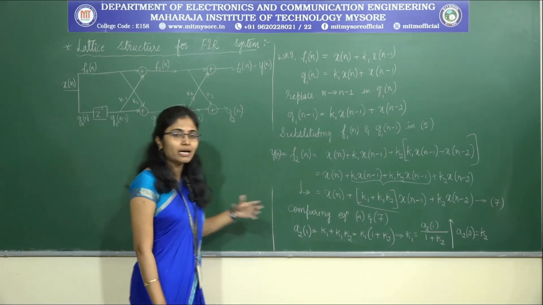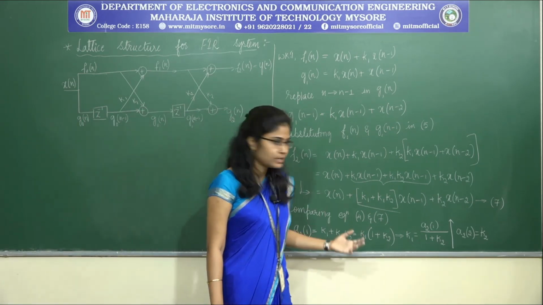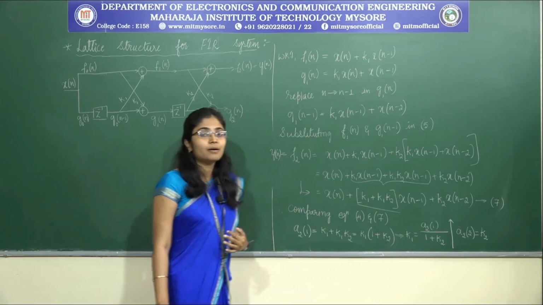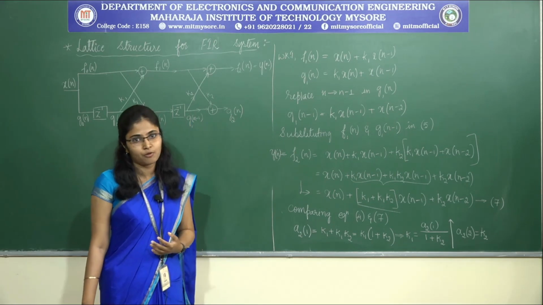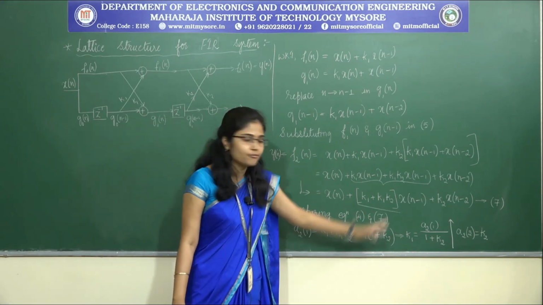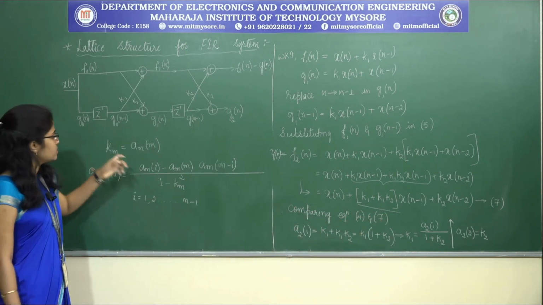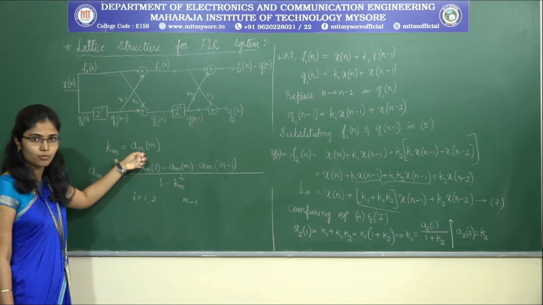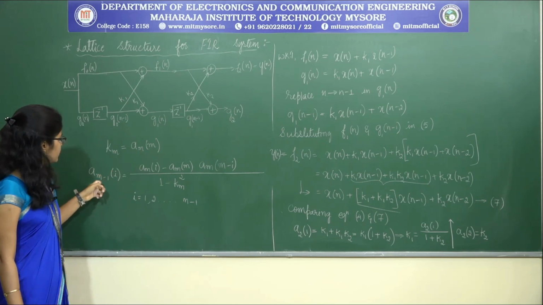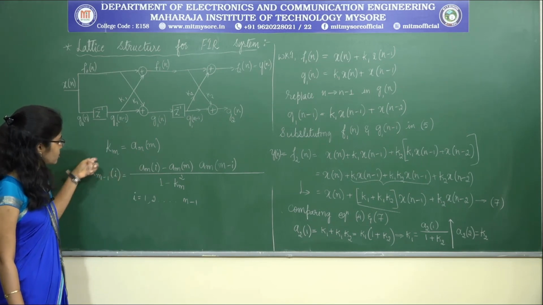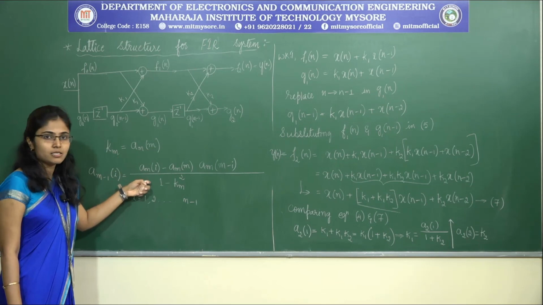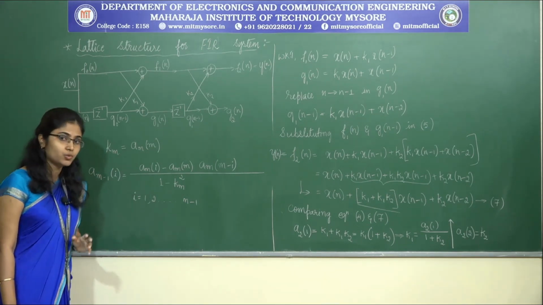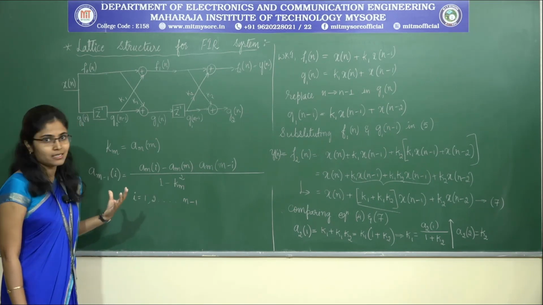So the conclusion is we can find out the reflection coefficients k1 and k2 of a lattice structure from the filter coefficients of a direct form structure, that is am of k. The summary of what we did is that we can find out the coefficients of the lattice structure from the direct form coefficients. Similarly, I can find out the direct form coefficients with the help of lattice coefficients. So these are the two important equations which we need to remember in order to draw the lattice structure.